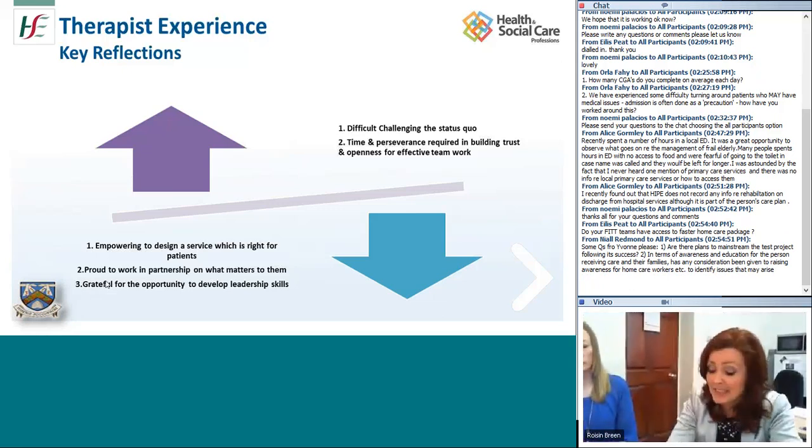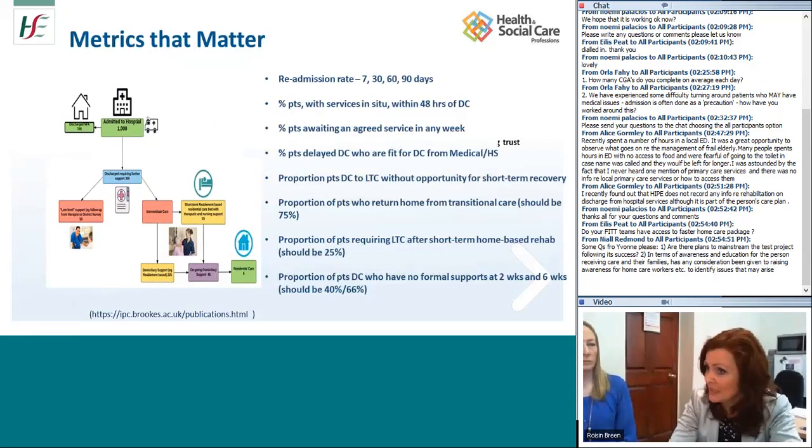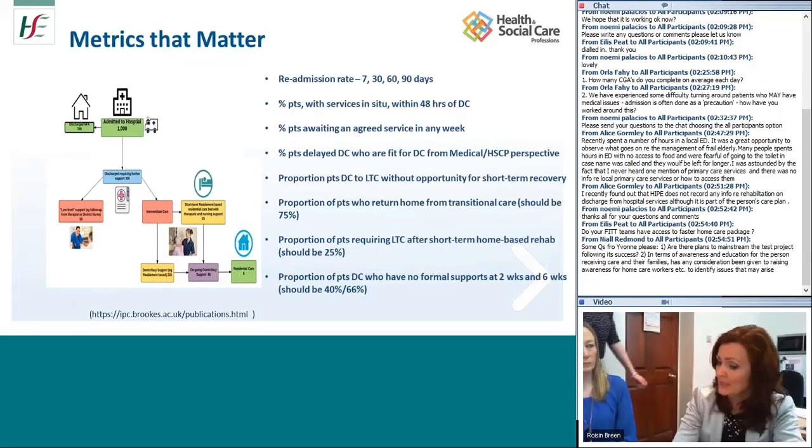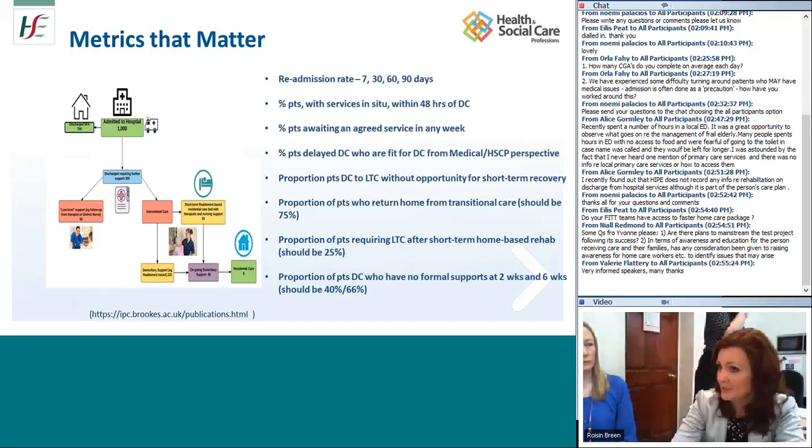Thanks, Rosh. I guess a couple of points I wanted to highlight. Listening to you, Yvonne, describing what can be achieved when we wrap a team around our patients at home, it really emphasises the point that capacity is not about beds. Capacity is about how we use the resources that we have.